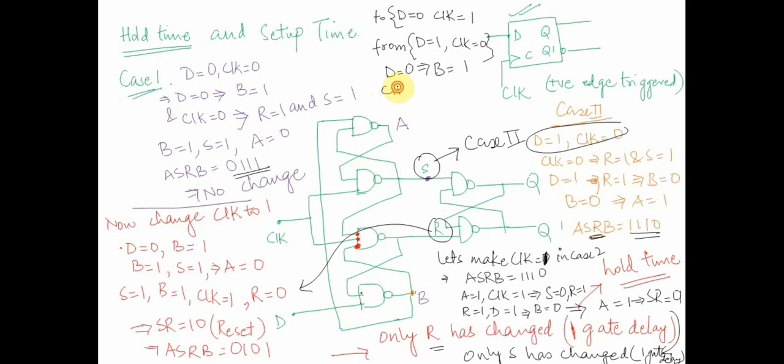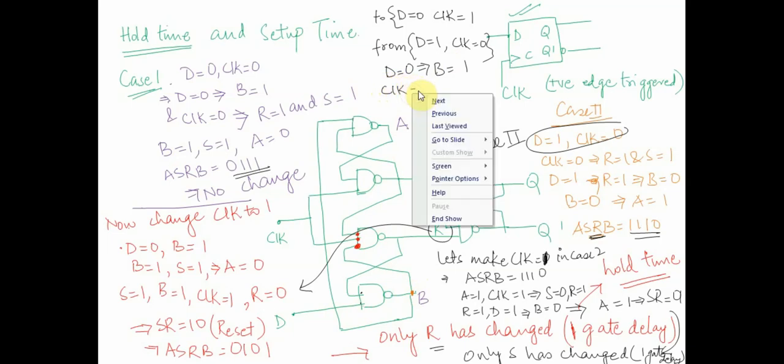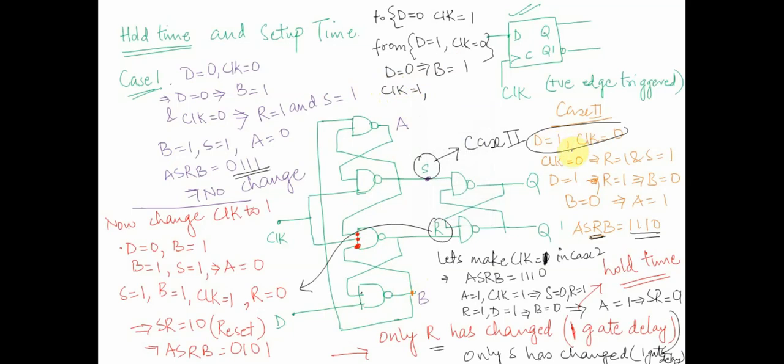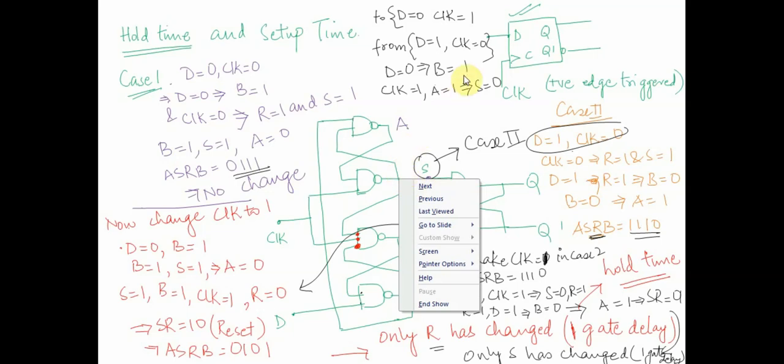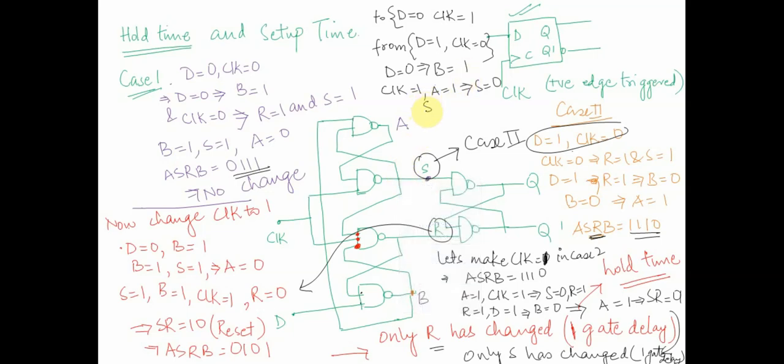Now our clock is 1. From this stage we went into this stage, right? We made clock equal to 1, and since clock is equal to 1, the initial stage was A equal to 1. This would imply S is equal to 0. S equal to 0 implies A is equal to 1. S equal to 0 would also imply R is equal to 1, right? Now we have got a result saying that ASRB is 1011. This is a wrong result, right?